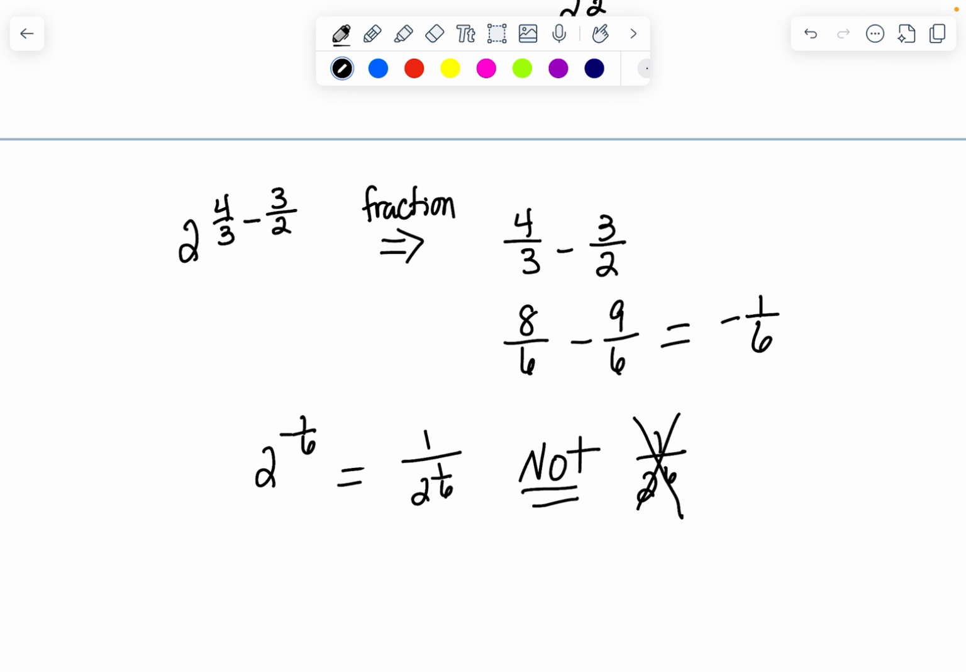Hopefully this will help you further understand using our fractional exponents and our reciprocal exponents, and even a little bit better, our negative exponents.